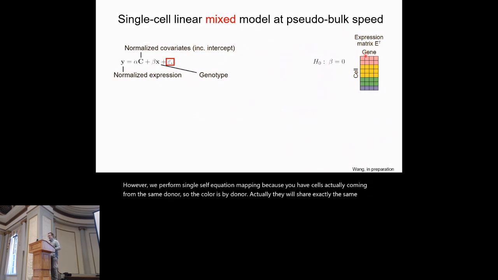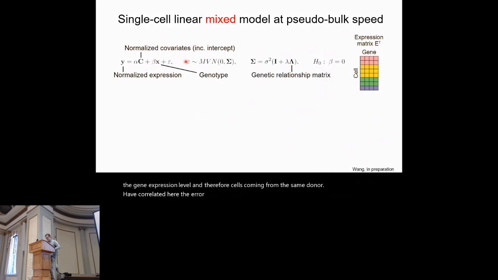In that case, because gene expression is a polygenic trait, in the sense that it is influenced by more than one genetic variant at the same time, when you test just one variant's genotype here, the other variants will also influence the gene expression level. Therefore, cells coming from the same donor would have correlated error terms. This should be accounted for with a linear mixed model, which is very well established in GWAS.